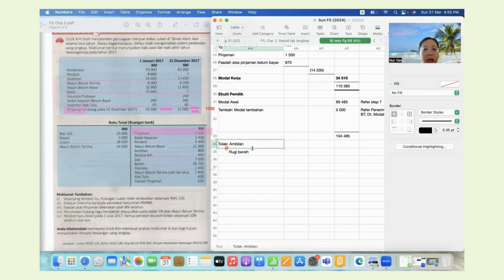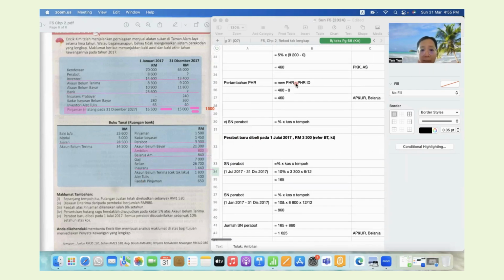Okay, so tolak ambulan. Usually the ambulan is from the buku tunai. For those who are not confident, you write it down here yourself. Usually ambulan is from the buku tunai or the pembayaran, or you can always refer to the maklumat tambahan also. Okay, so now we don't do maklumat tambahan.